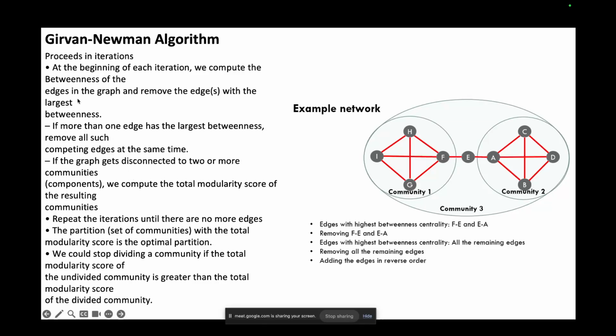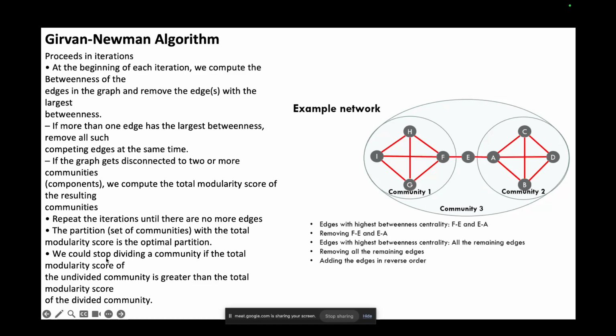So at the beginning of each iteration, you compute the betweenness of edges in the graph and remove the edge with the largest betweenness. If more than one edge has the largest betweenness, you remove all such competing edges at the same time. If the graph gets disconnected into two or more communities, we compute the total modularity score of the resulting communities. I'll come to the modularity definition in the next slide. And you repeat the iterations until there are no more edges. The partition with the highest total modularity score is the optimal partition.